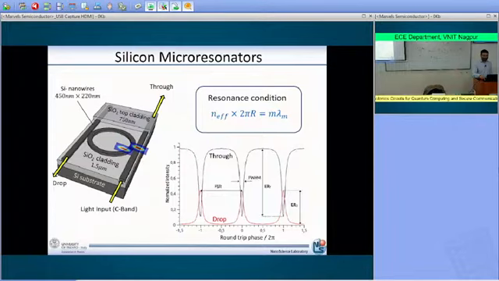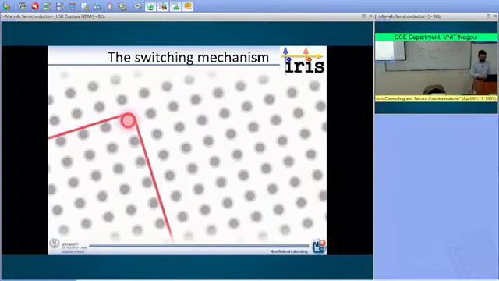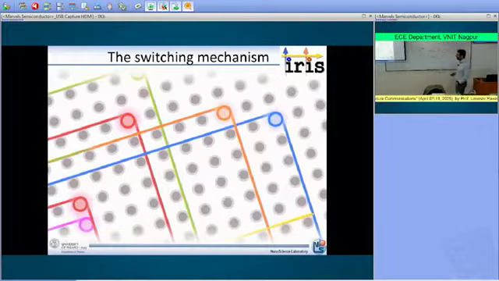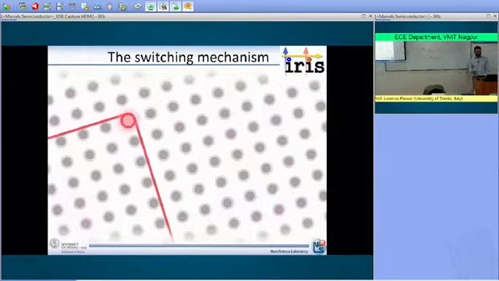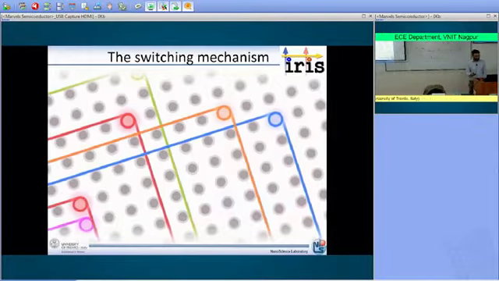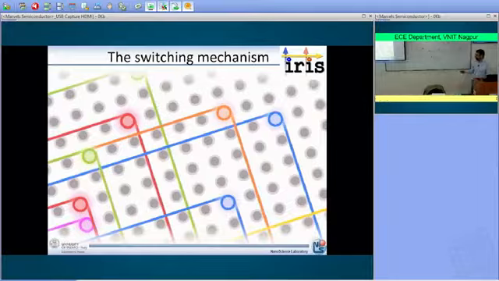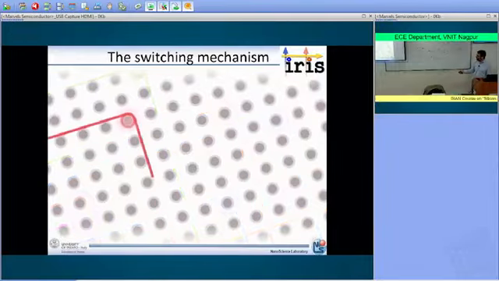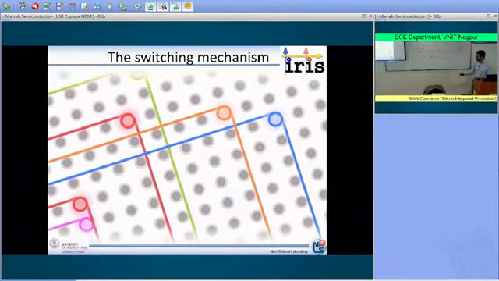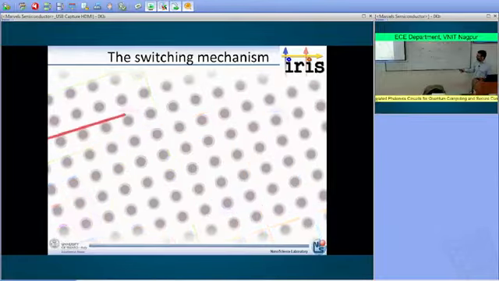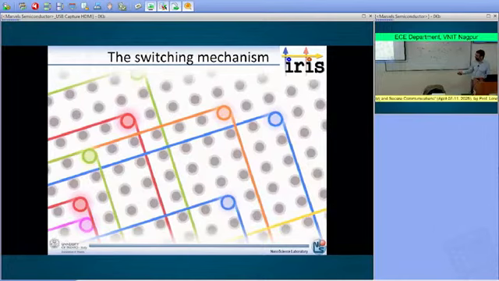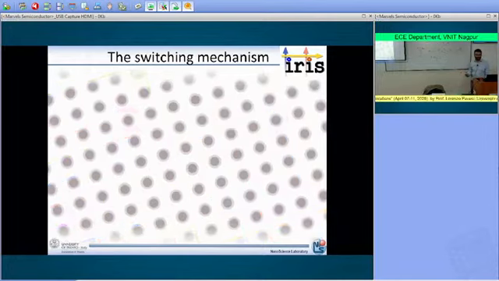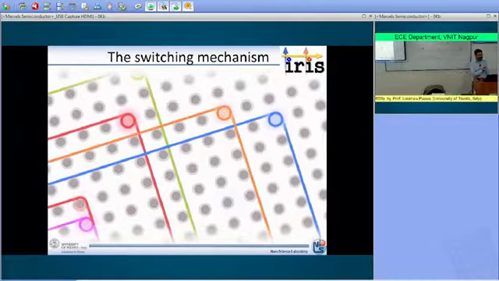Okay? So this switching mechanism can be implemented in a matrix of ring resonators, and depending on the wavelength of the light, depending on the status of the microring resonator, you can decide to have your light signal go through and be switched in this direction, or, depending on the wavelength of the light, go through and be switched in this other direction, or, depending on the color of the light, go through without being switched.